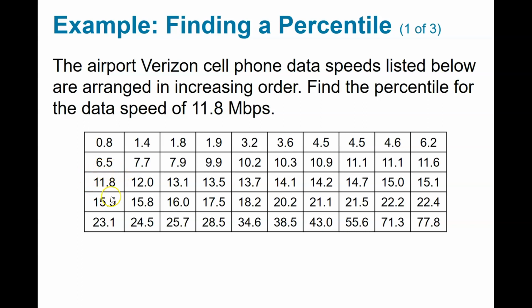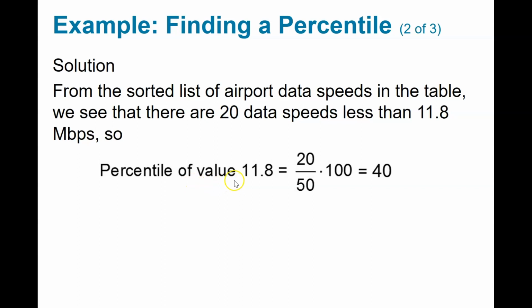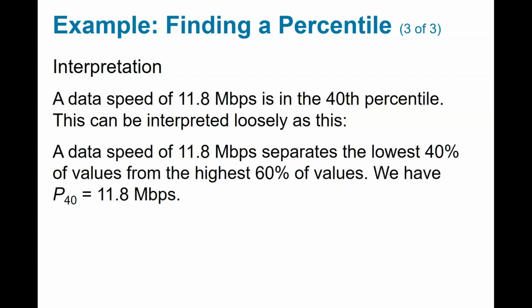The 11.8 data value is located on the 21st place. We can count the data values 10, 20, 21. The total values are 50. So to find the percentile of data value 11.8, we divide the number of values that are less than 11.8, which is 20, by the total number of values, 50, times 100 equals 40. A data speed of 11.8 megabytes per second is in the 40th percentile.